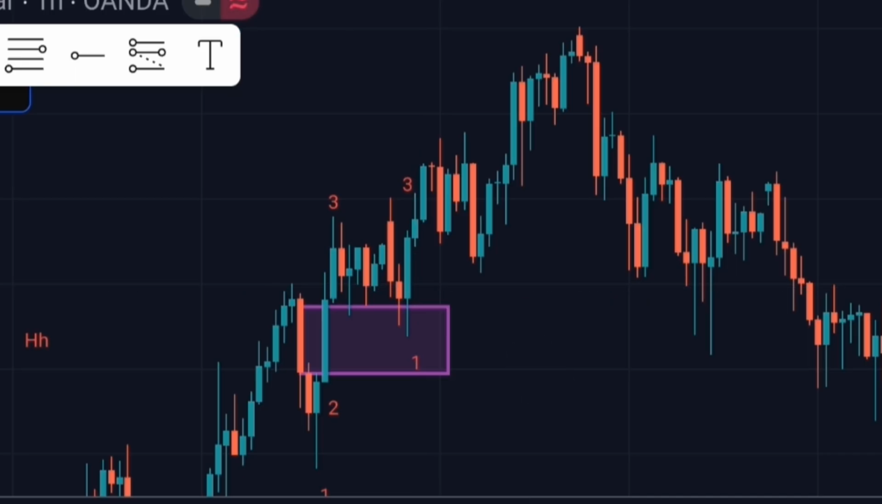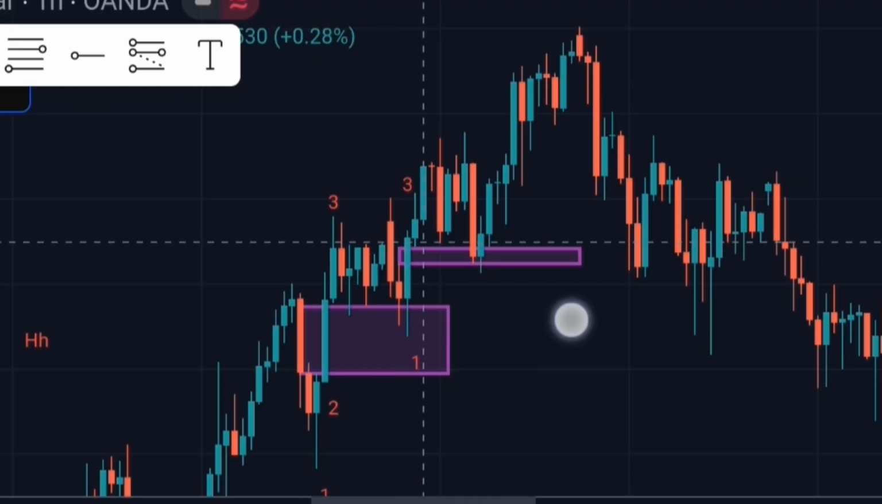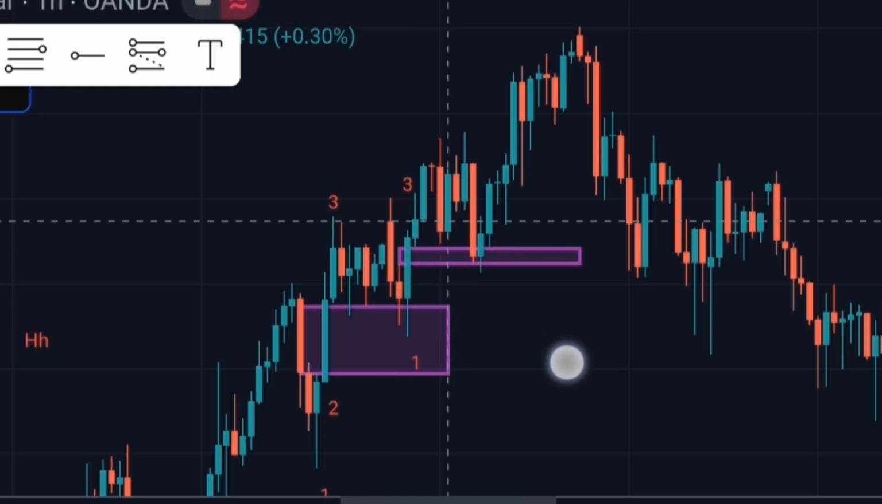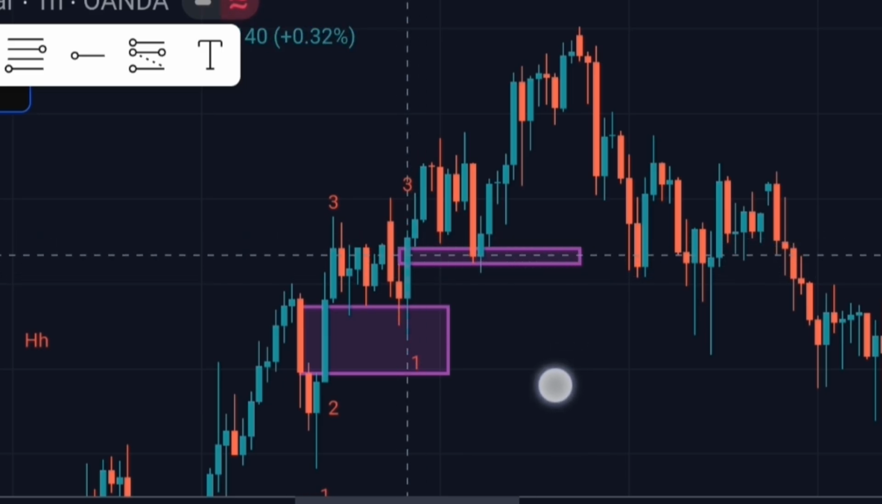So what you do is you do the same thing. You grab from the bottom of this wick right here to the third candle. So the first wick to the third candle right there, and then you stretch it out. Notice how the first candle's wick and the third candle's wick don't touch. We're not worried about the second one.